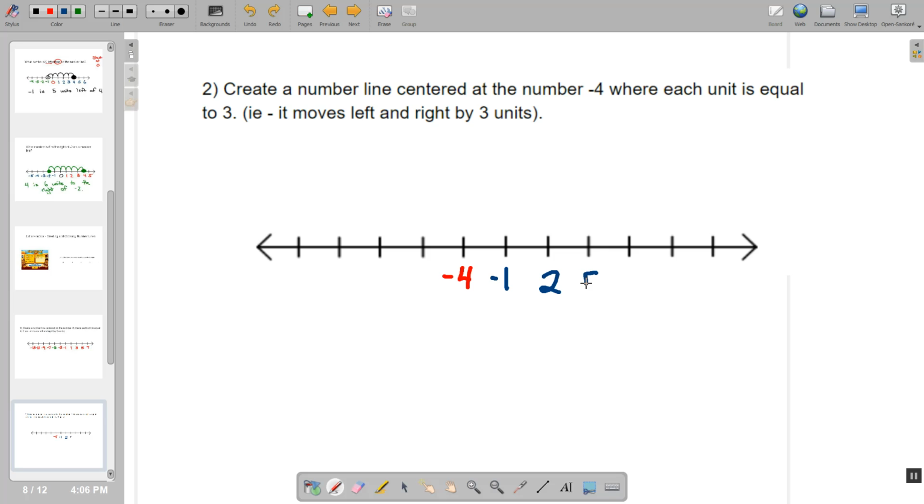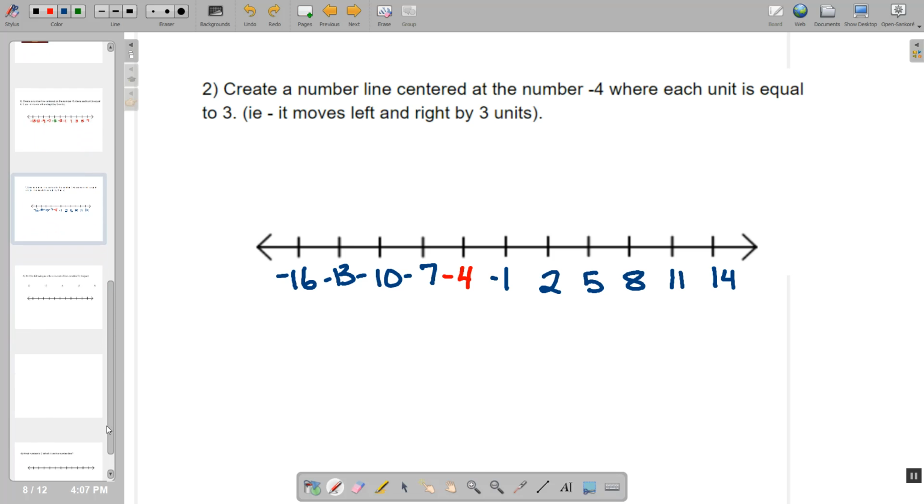Then 5, 8, and 11, and finally 14. If we're going smaller, the next unit would be -7, then -10, then -13, and our final number would be -16. Once again, all of these are 3 units apart. You always want to move toward the right first, if possible, because that's toward positive numbers, and it usually makes it a little bit easier.